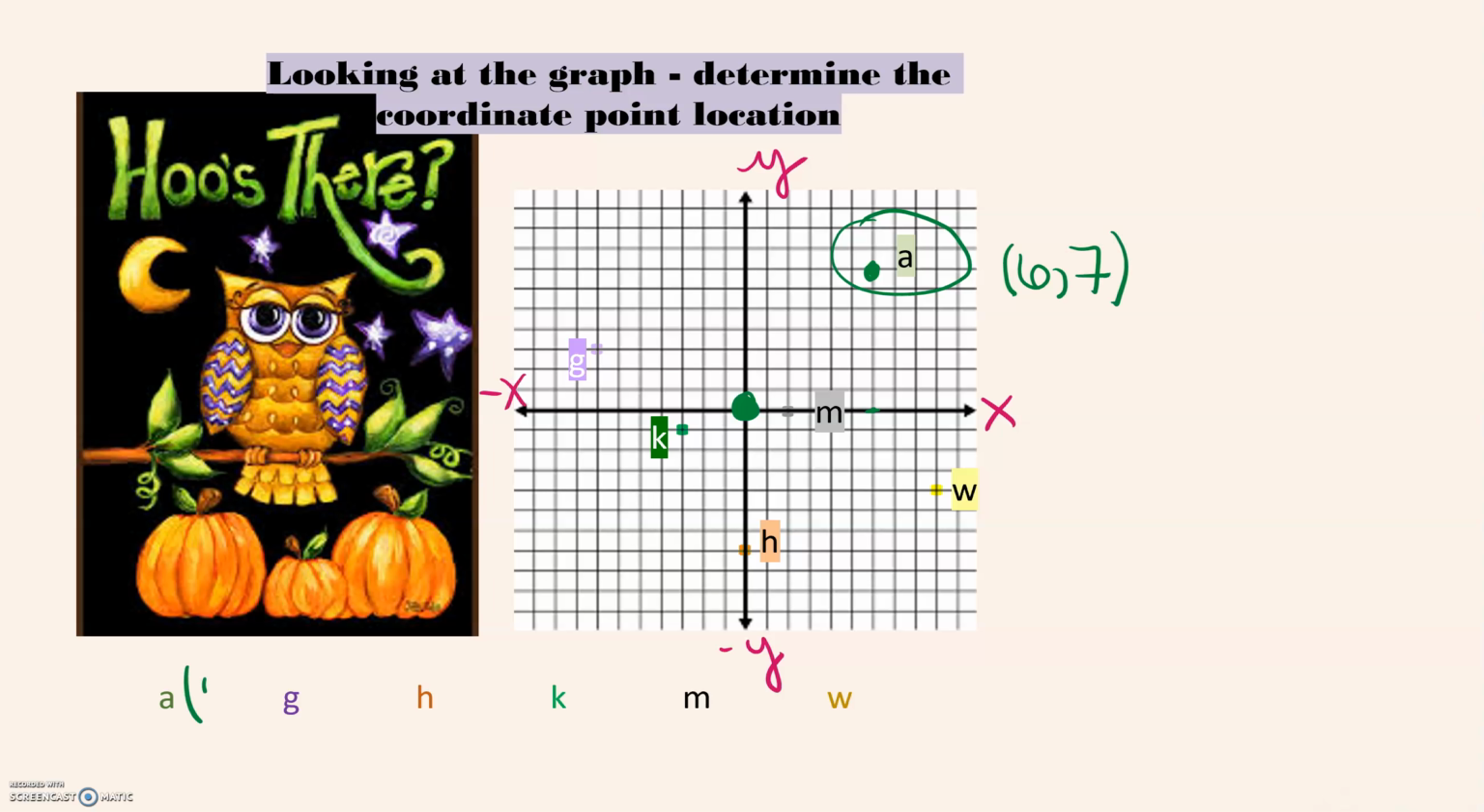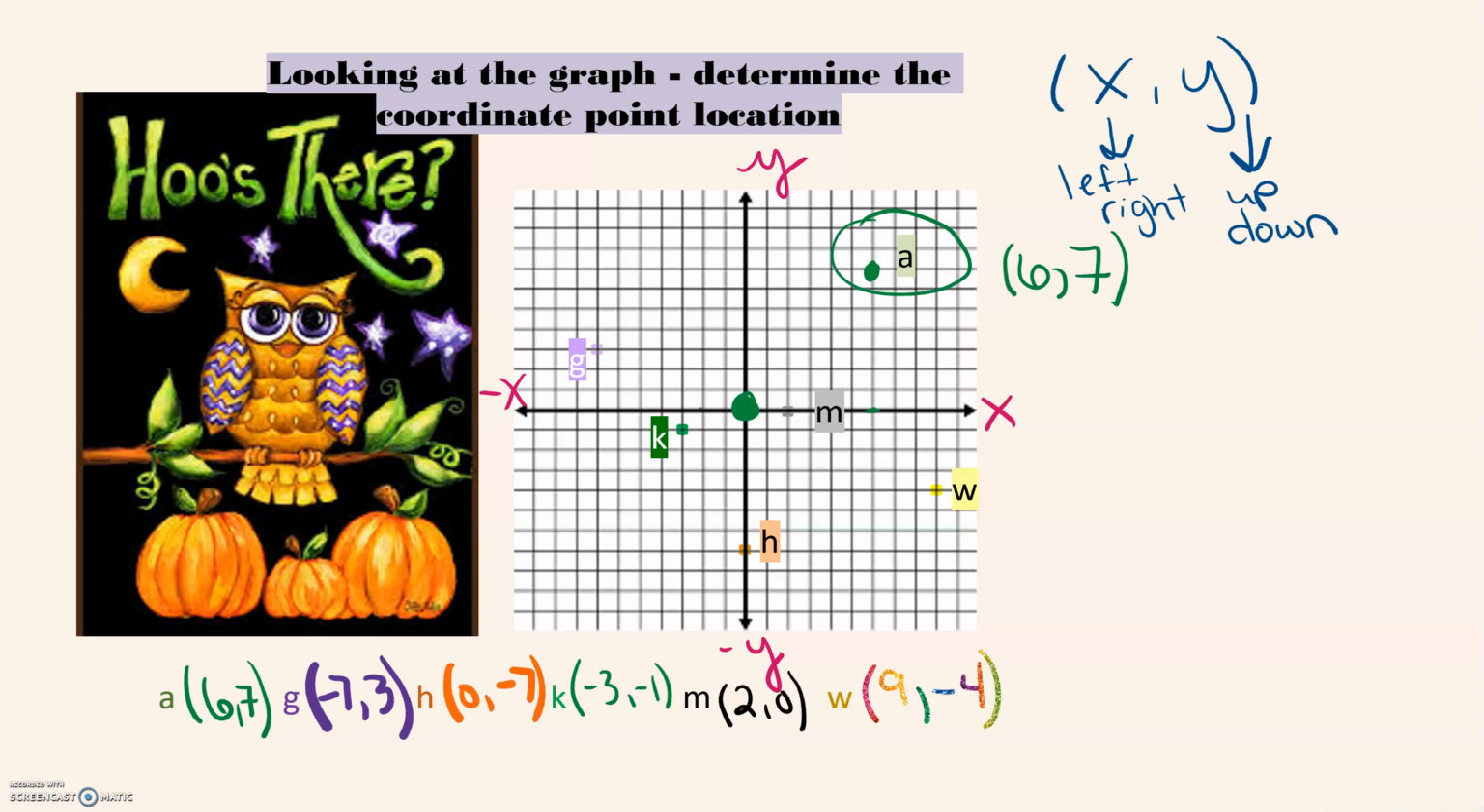Pause the video and you do the rest. All right, there are your answers. You're going to see that I like to write things off to the side. I wrote it as X, Y. I also wrote that we know that X is left and right, Y is up and down. This helps me remember when I'm getting that location that I'm not mixing up the order. My question for you is, let's look at H. H we know is 0, -7, and that X value is 0 because I didn't move left or right, so it's just at 0. But my question for you is, what quadrant is that in?